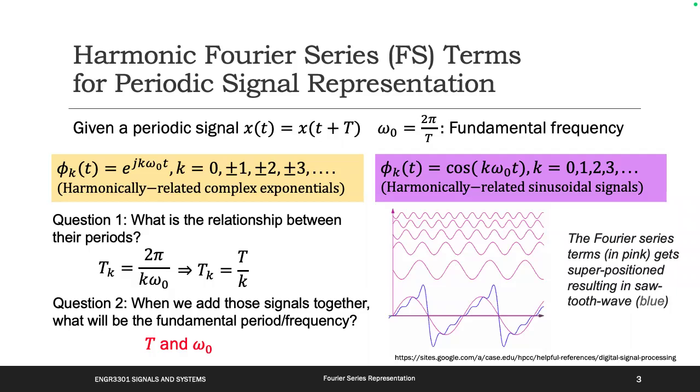You can see that k is different. For example, like e to the j k omega naught t, if k is 0, what's the value? It's 1. If k is 1, it is e^(j omega naught t); then e^(j 2 omega naught t), e^(j 3 omega naught t), and so on. Does that make sense to you?